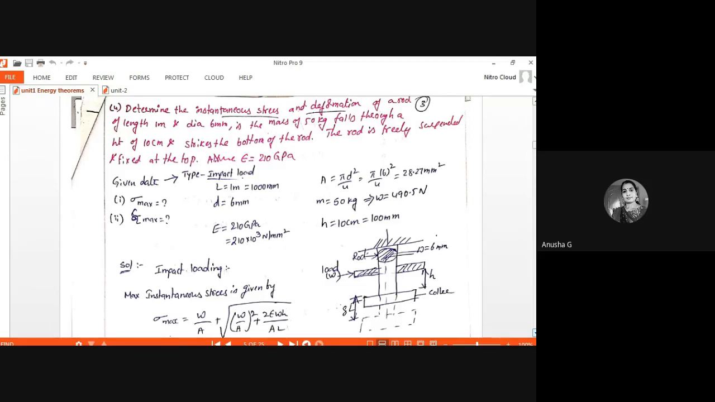The length of the bar is 1 meter. That 1 meter has to be converted into mm, 1000 mm. Diameter of the bar, they gave us 6 mm. Next, area of the bar.